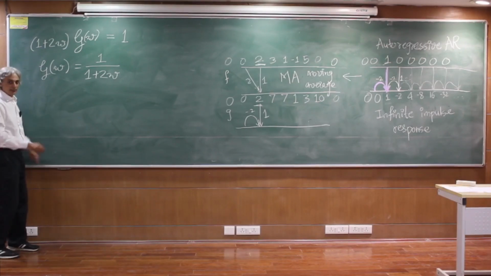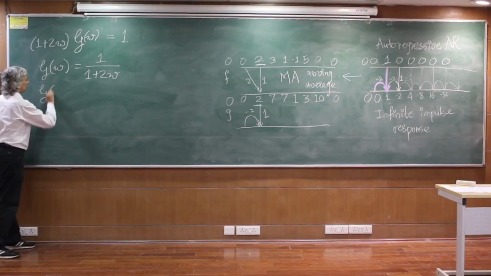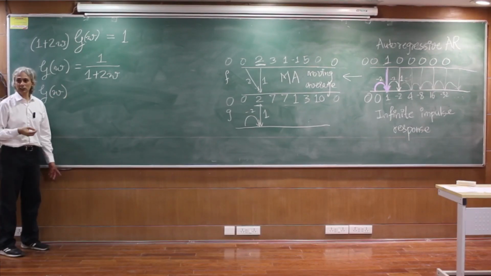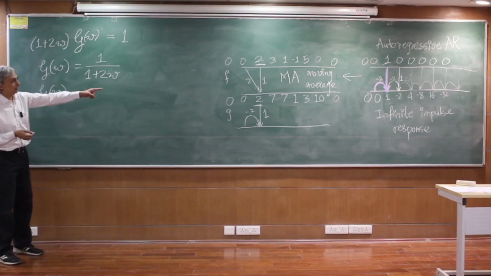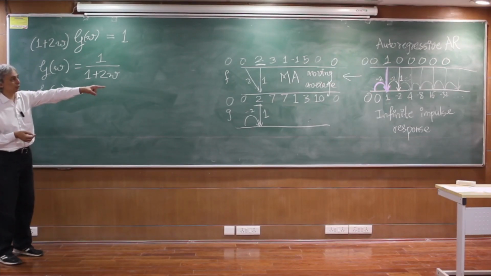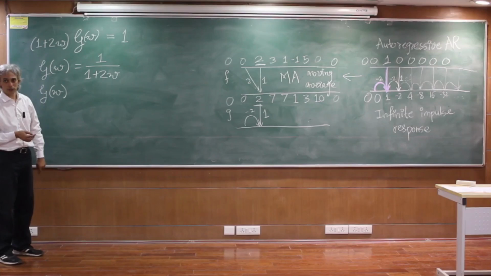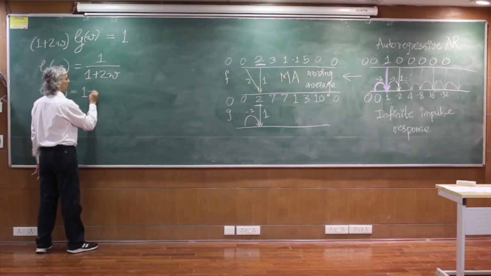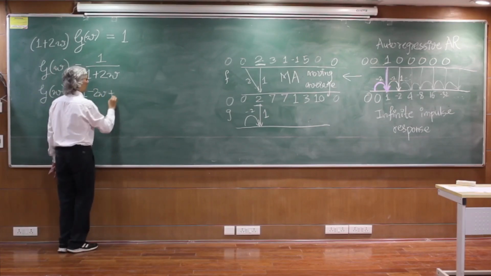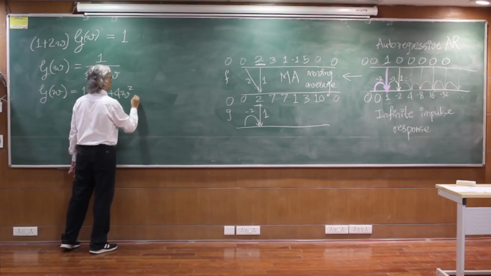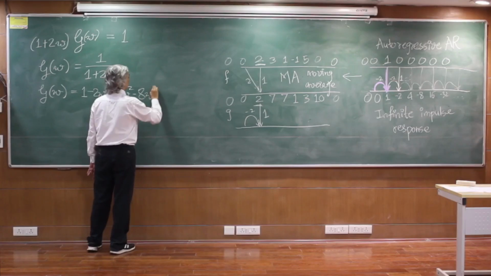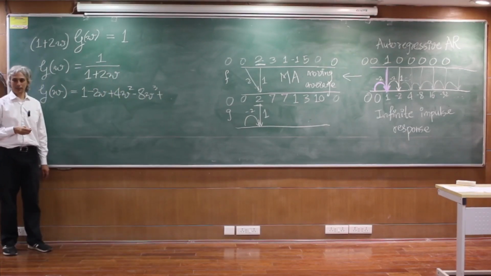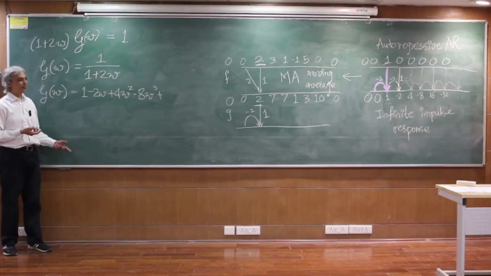But the same G of W has to represent the impulse response as well. And what was the impulse response? 1, minus 2, 4, minus 8, 16, minus 32. Correct? So this has to be 1 minus 2w plus 4w square minus 8w cube and so forth. What? What?